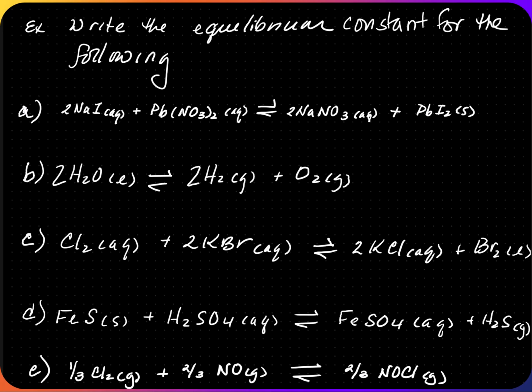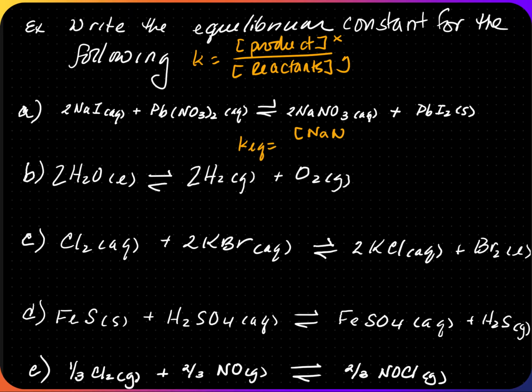Pause the video and write the equilibrium constant for the following equations, and then check your answers. The general formula for the equilibrium constant is K is equal to products to some power over reactants to some power. So if I look at the first equation, Keq is equal to products. My product is going to be NaNO3 to the second power, because my coefficient is 2 here. I ignore this because that's a solid, divided by my reactants, NaI to the second power right here, times lead nitrate in brackets. So this is my equation for A. For B, my Keq is going to be products over reactants again.